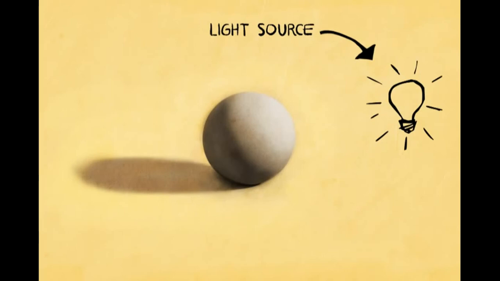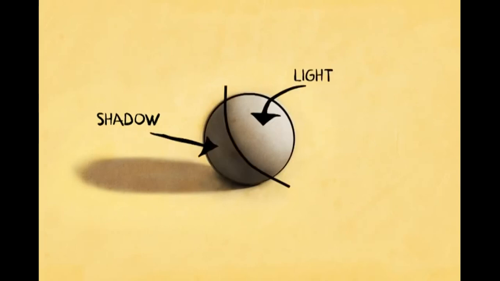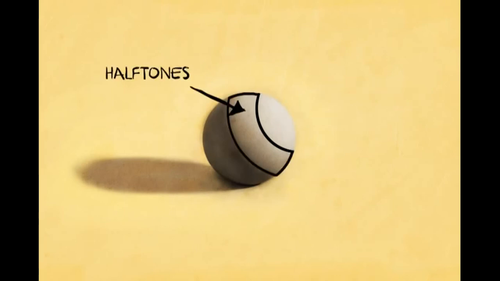To be able to see an object, we need a light source that illuminates it. The light is coming from a specific direction. This means that the part of our object that is facing the light source is more illuminated than the other side. This creates lights and shadows on the object. The light can be divided in center light, which is the brighter part, facing directly the light source, and in halftones, which are the parts of the object that receive less light, so they are darker than the center light.